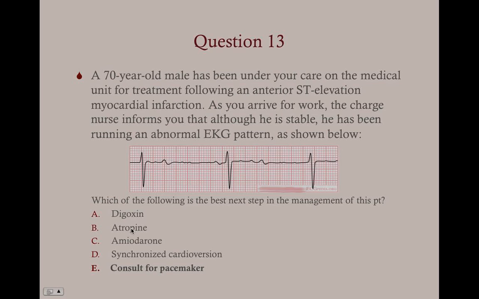Atropine, of course, we could use on this patient, but we would like to wait until the patient is unstable, if they ever become unstable, because a patient can be perfectly stable just like this. But we'd want to have the atropine ready. Amiodarone is not going to be used in this patient. That's going to be used for ventricular tachycardia.